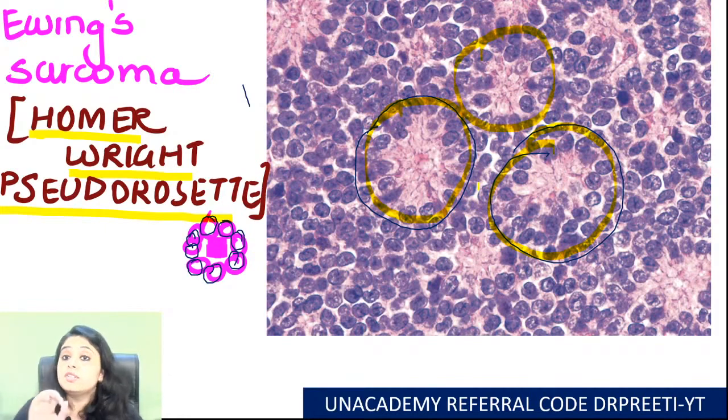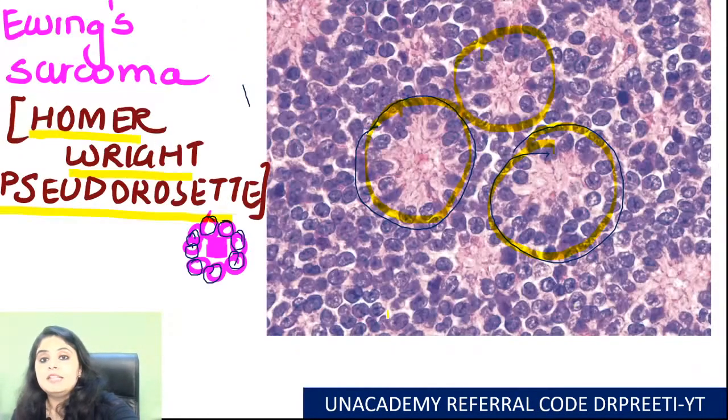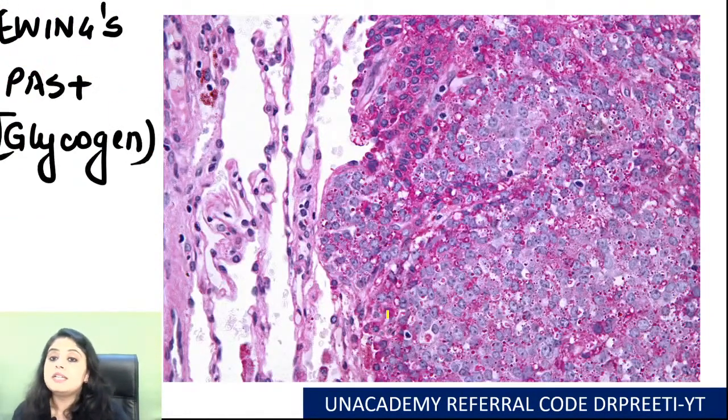Okay, moving on. Now the interesting question that can come. You've done the translocation, you've done the marker. If I ask you the special stain, do you notice some of these cells are a little empty around them? Cytoplasm looks a little scant and kind of empty. So any special stain that we can have? Remember, Ewing sarcoma is PAS positive.